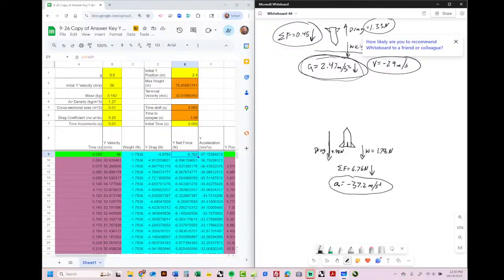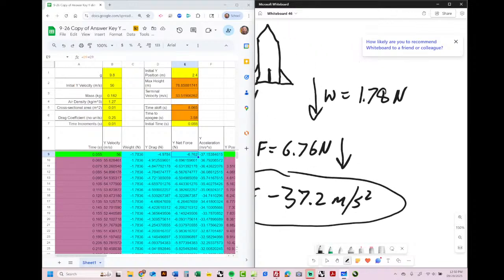Both of the accelerations are downward, so to be consistent, I really shouldn't put that negative in there. Let me just do a downward arrow.